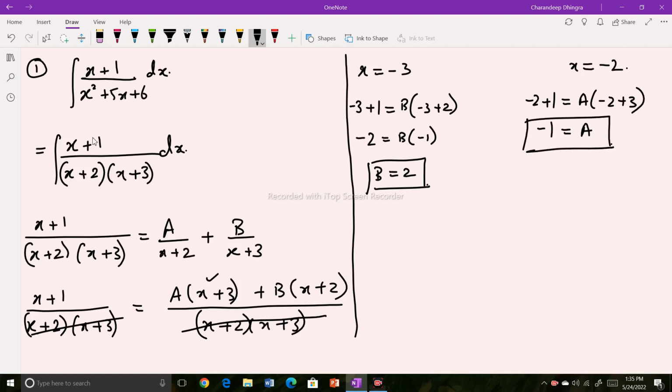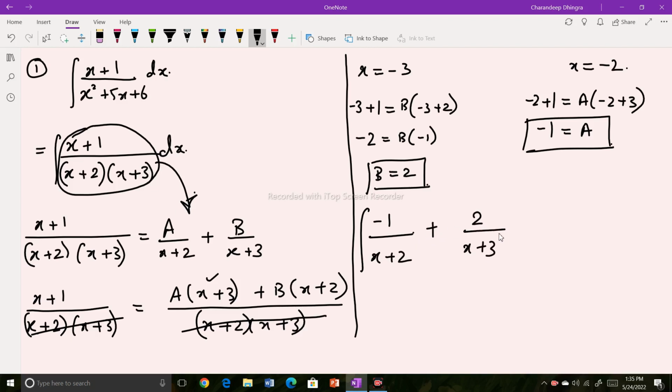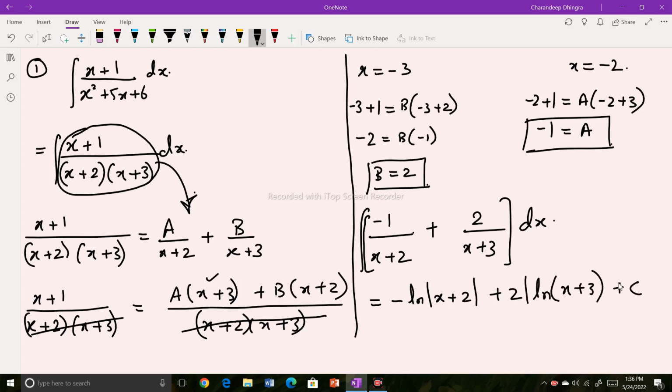Now just see this part. This part will get replaced by this, and we know a and b. So we'll have to find the integration of minus 1 upon x plus 2 plus 2 upon x plus 3, and this will be dx. So now it's just simple integration, minus 1 upon, so this is ln. So minus ln x plus 2 plus 2 ln x plus 3 plus C. So that is the answer.